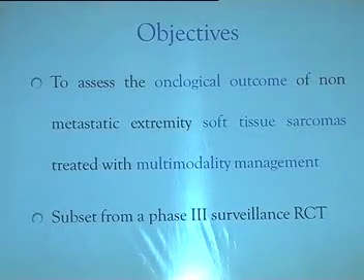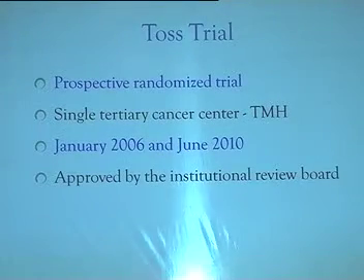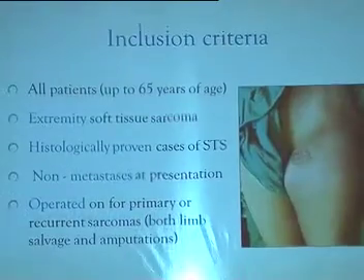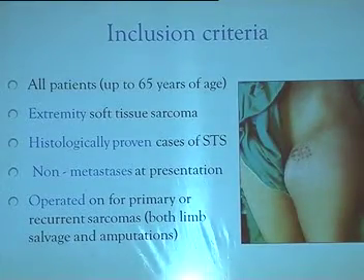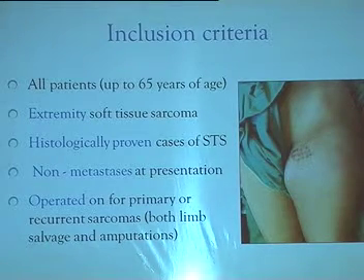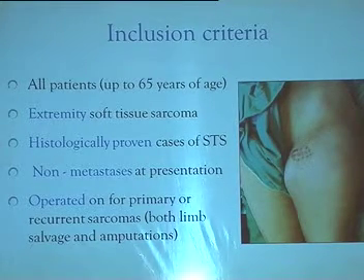So the main objective was to assess the oncological outcome of non-metastatic soft tissue sarcomas with multimodal management. That was a subset from the phase 3 surveillance randomized control trial, which was done at Tata Memorial Hospital from January 2006 to June 2010, and it was approved by the Institutional Review Board. Inclusion criteria were all the patients up to 65 years, extremity soft tissue sarcomas, non-metastatic at presentation, which were proved histopathologically and were operated at our center.